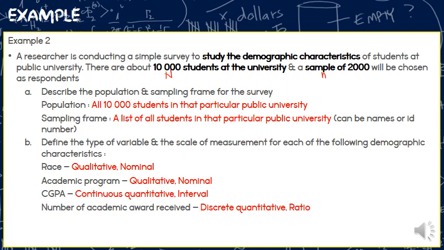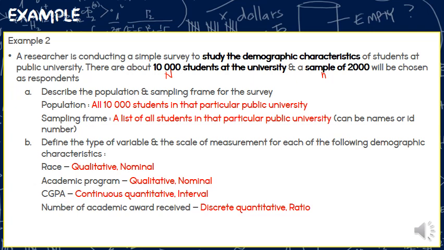So, dia tanya awak, what is your population and sampling frame? Bila dia tanya population, awak mesti jawab all. And since kita tahu bilangan dia, saya letak all 10,000 student. 10,000 student tu dekat mana?